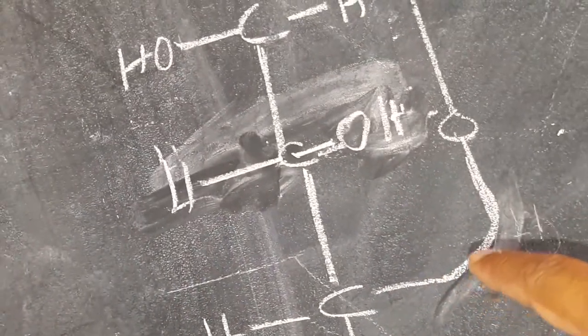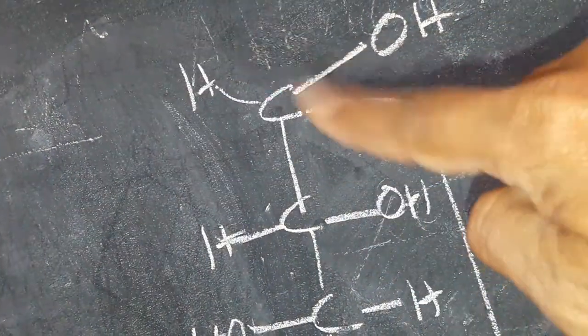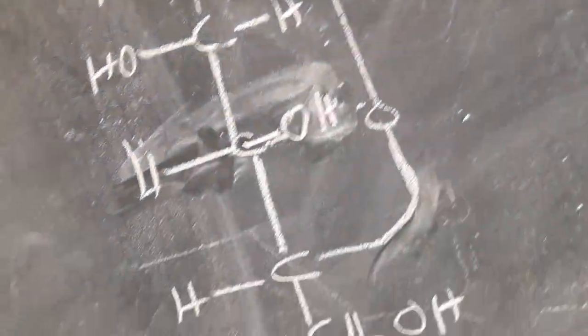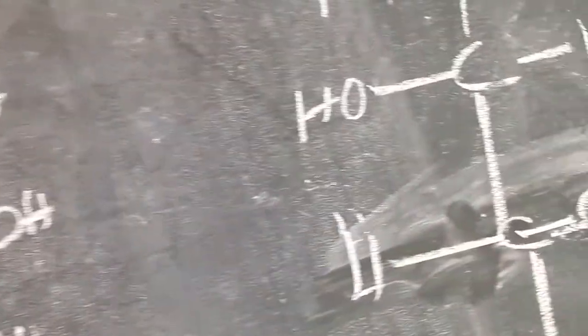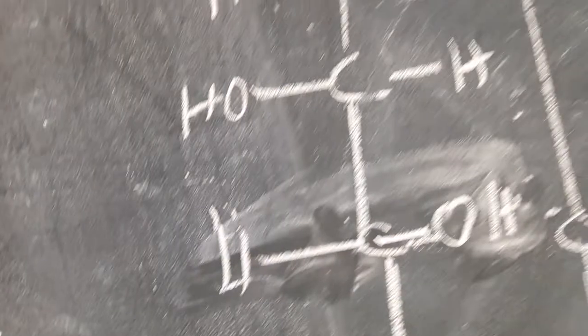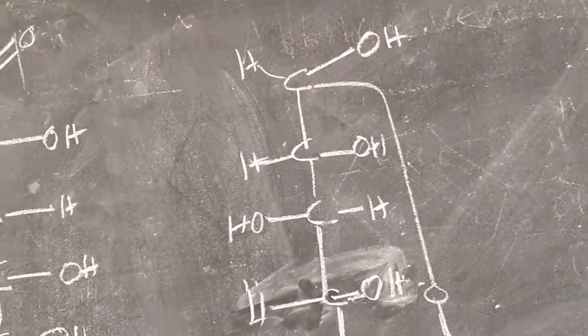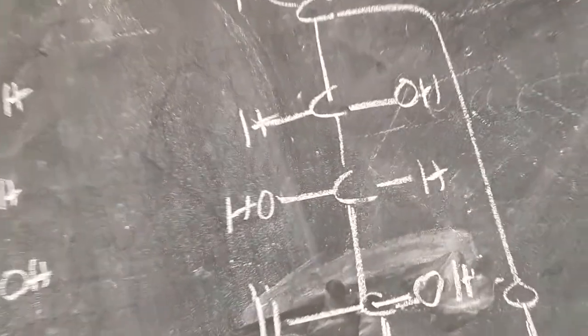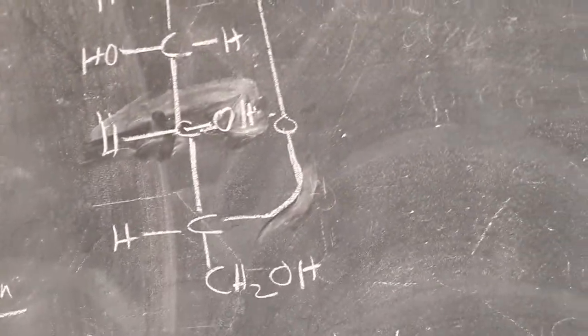Here it was an OH group, but this hydrogen atom has moved to the top. Here it is H on the left side and OH on the right side. And here a ring is formed between the CH and CHOH like this. This bond is known as the glycosidic bond. The glycosidic bond is a bond between C1 and C5 through the oxygen atom. So this is the ring structure of the compound.